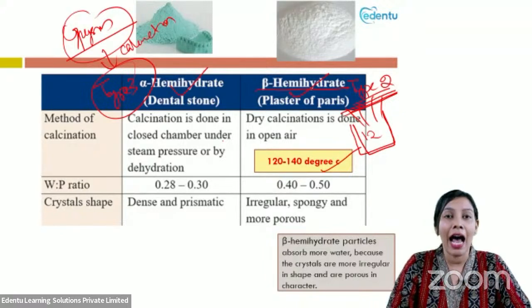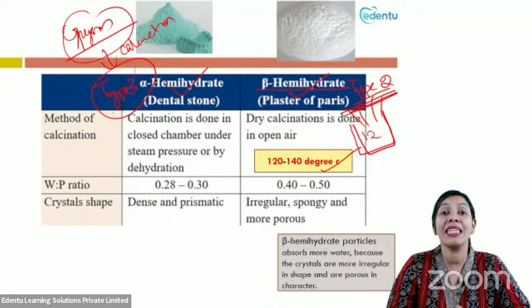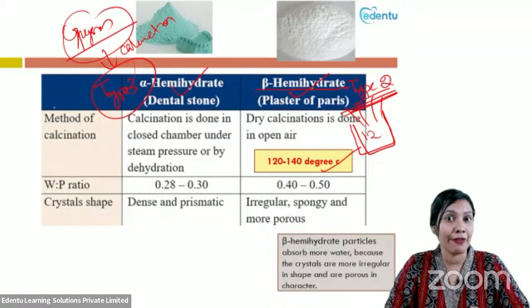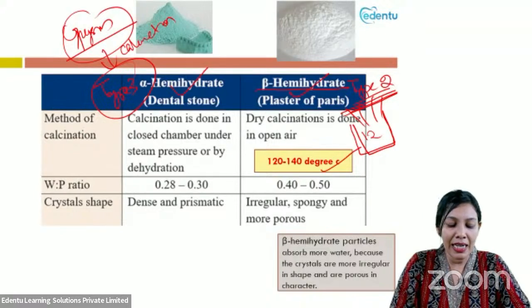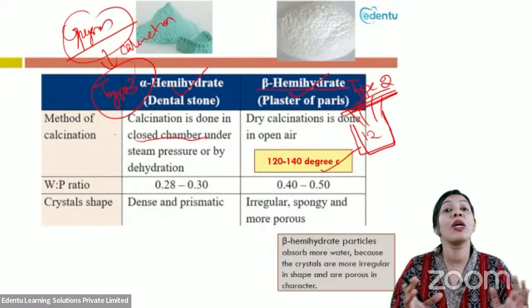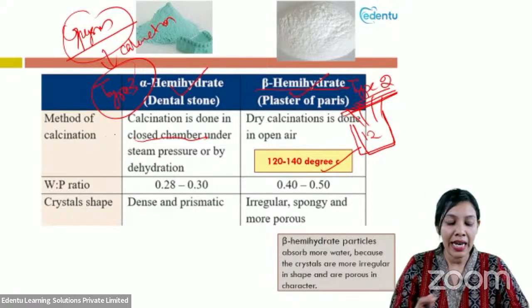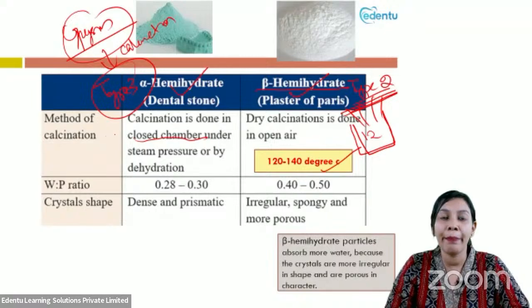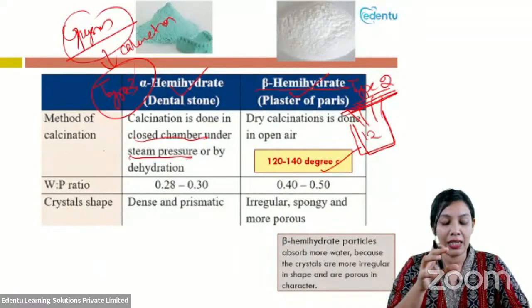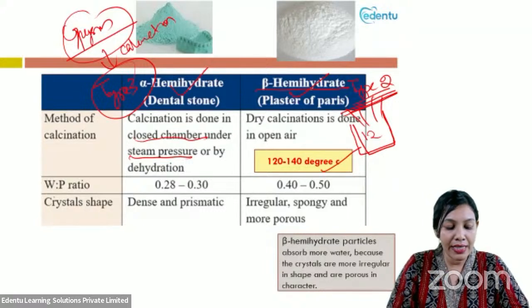So next is alpha hemihydrate, that is called dental stone. That is the type 3 classification. It is done in a closed chamber. The first one we did, the beta, was in an open chamber in the presence of air. Here it is in a closed chamber with steam pressure, right? Steam pressure, and you can see the crystal shape.